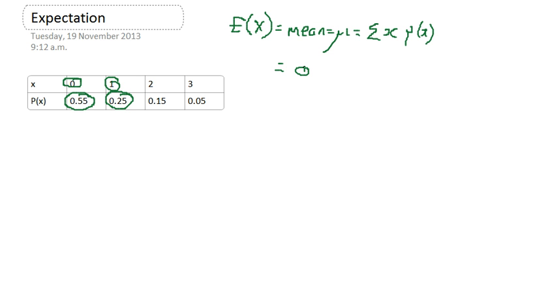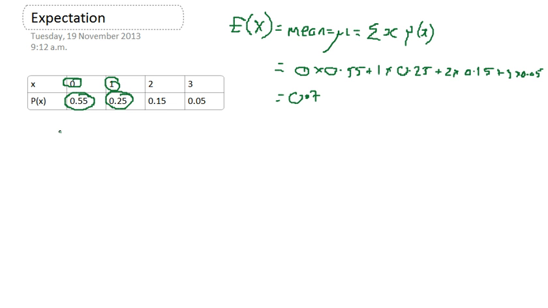So I'm going to get 0 times 0.55 plus 1 times 0.25 plus 2 times 0.15 plus 3 times 0.05, and that gives me my expected outcome, which is 0.7. So I'm expecting to get a number smaller than 1, which makes sense because most of my data is in this first bit. Over half my data is smaller than 1, which is great.